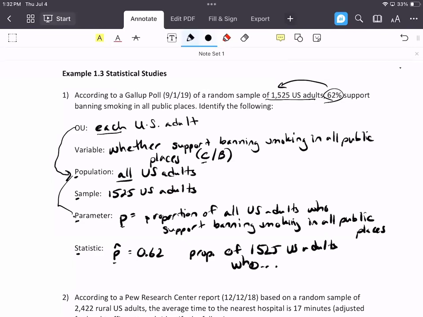So here, remember, this numeric value is going to be unknown. We won't know that. This is an unknown value. We may make an estimate of what it is, but we don't know the true value of that proportion. The only way to know that true value would be to ask every single US adult. Well, we obviously can't do that. So what we're going to do is hopefully infer something based on the statistic back to the population, from the sample to the population. Hopefully we'll be able to say something, the statistic, about the value of the parameter.